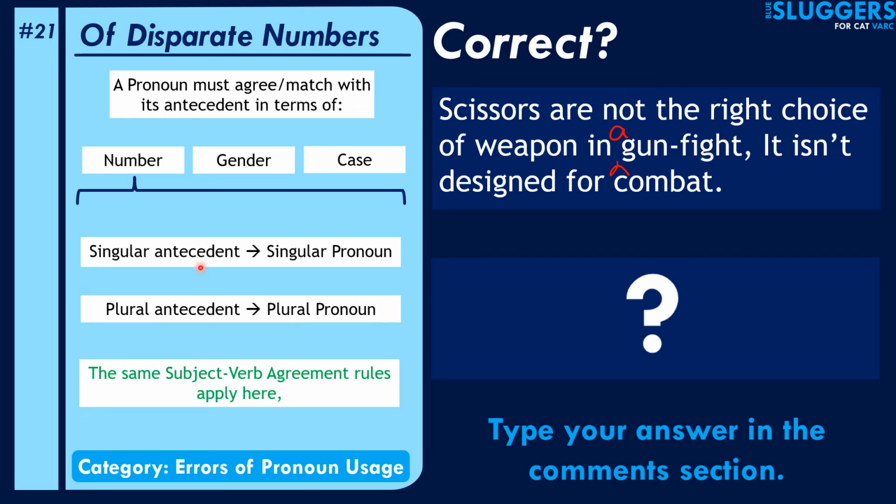By the way, so far as the parameter of number is concerned, in the context of a pronoun agreeing with its antecedent, all the rules that you have for subject-verb agreement, like the appendage rule and some other rules that we discussed earlier for subject-verb agreement errors, will all apply here as well, because it's about numbers again.